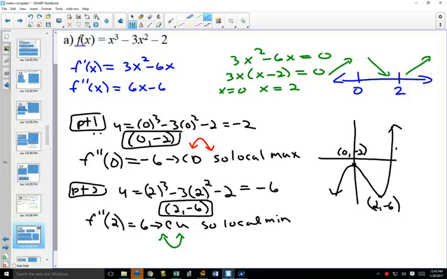And if that's the case, what has to happen at 0? It has to be a local max. What has to happen at 2? It has to be a local min.